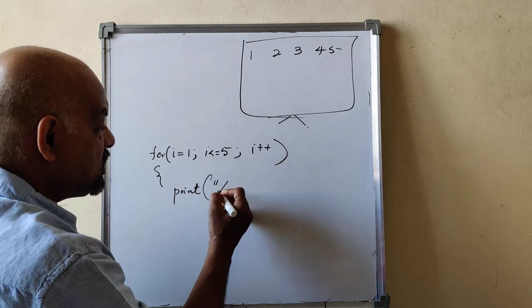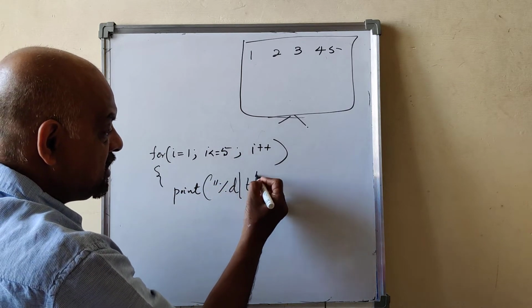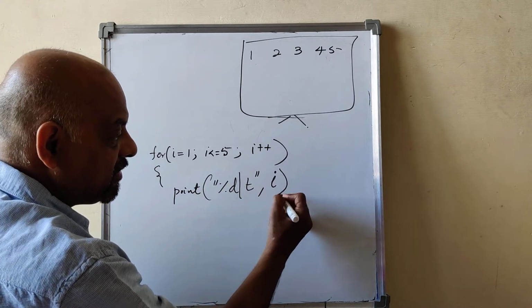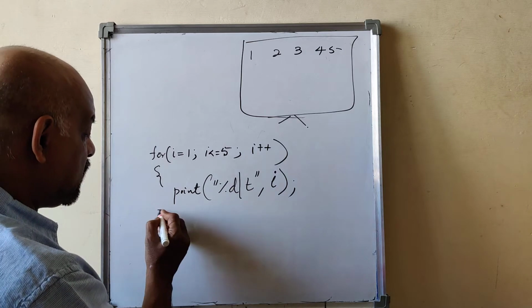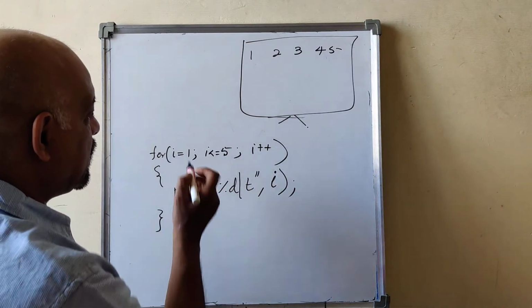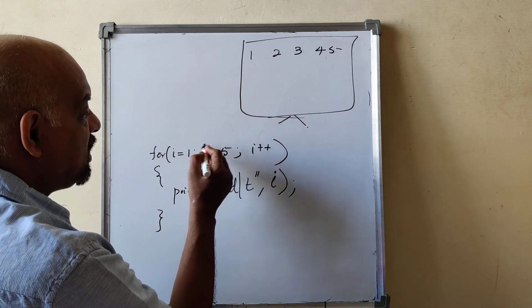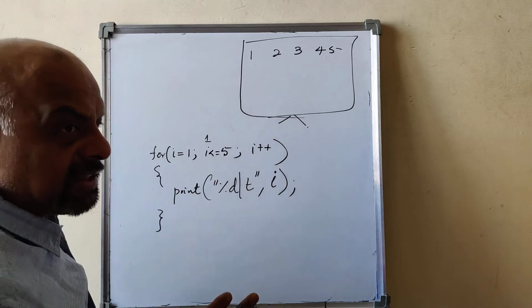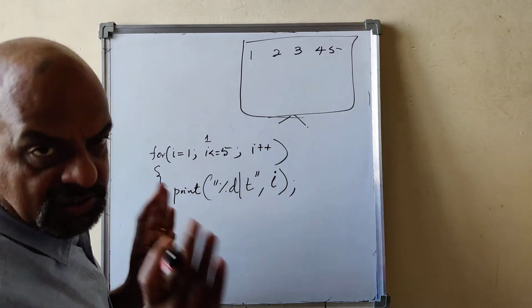printf of %d backslash t, and what do I have to put here? I. Here, not necessarily do I have to increment. So, how does it work? I will be initialized to the starting value. I takes the starting value. The initialization happens only once.